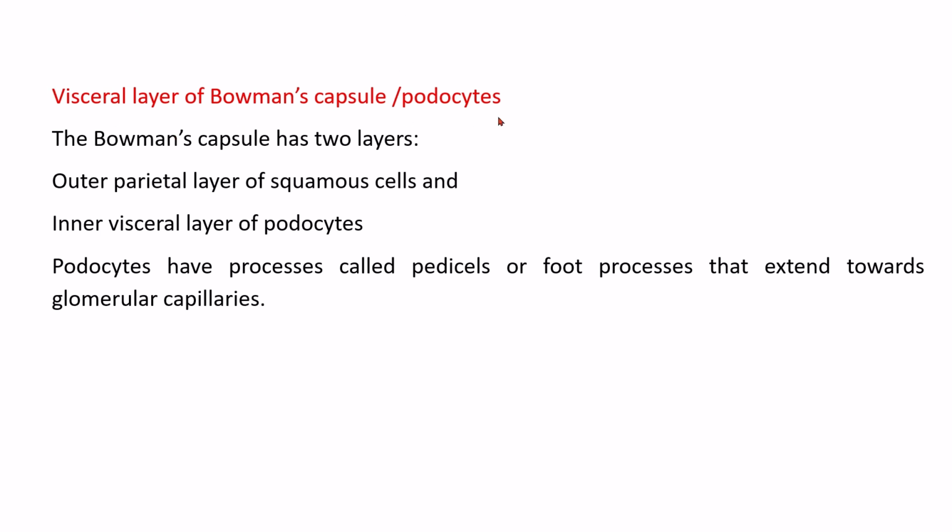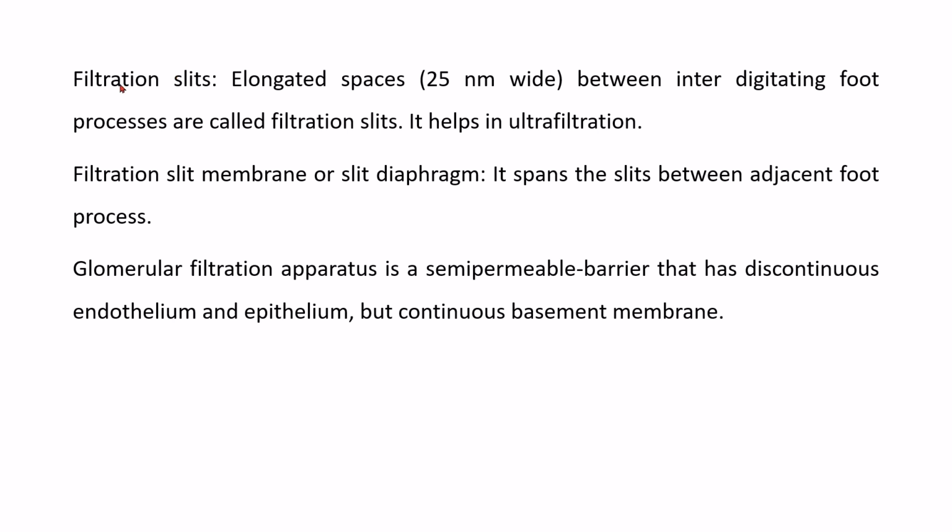So visceral layer of Bowman's capsule or podocytes. The Bowman's capsule has two layers: the outer parietal layer of squamous cells and the inner visceral layer of podocytes. The podocytes have a process called pedicles or foot processes that extend towards glomerular capillaries. Filtration slits, the elongated spaces 25 nanometers wide between interdigitating foot processes, are called filtration slits. It helps in ultrafiltration. Filtration slit membrane or slit diaphragm spans the slits between adjacent foot processes. So glomerular filtration apparatus is a semi-permeable barrier that has discontinuous endothelium and epithelium but continuous basement membrane.